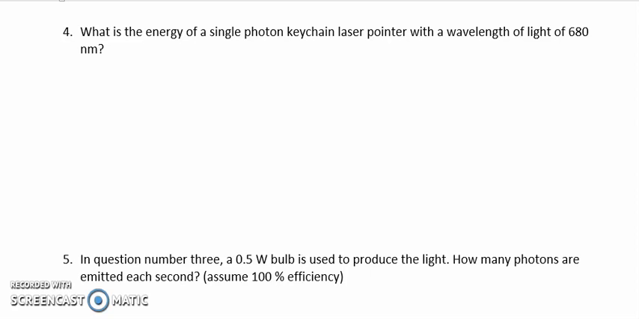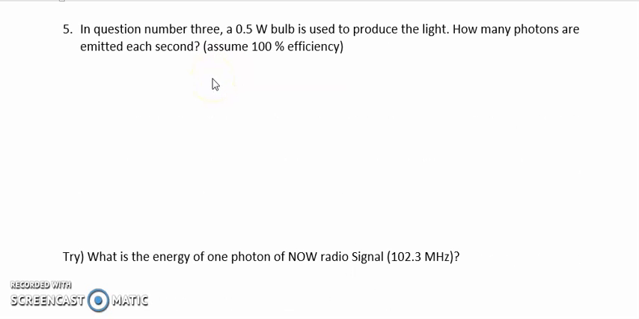Taking a look at our next one, that previous question, each photon had 2.93 times 10 to the negative 19 joules of energy. That's how many joules of energy per photon. This question asks how many photons are being produced. Now, in order to do this, we need to know the total amount of energy divided by the energy per photon to get the number of photons.